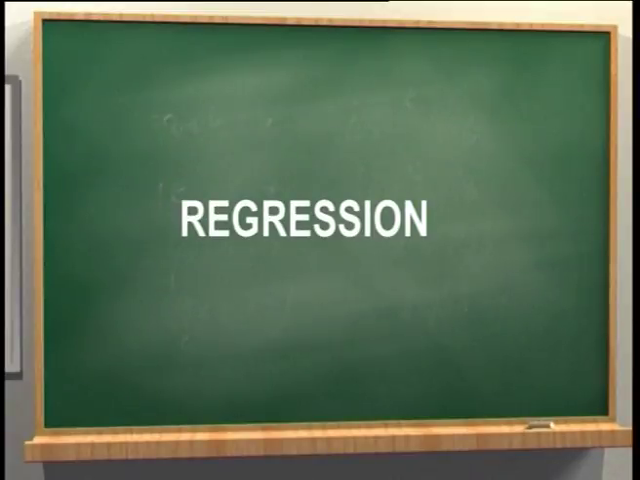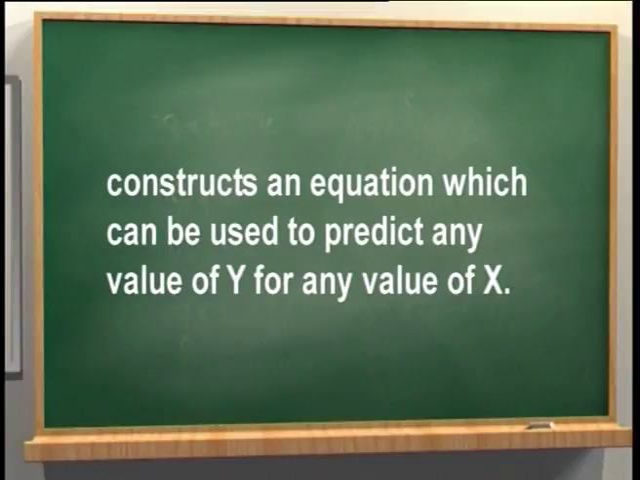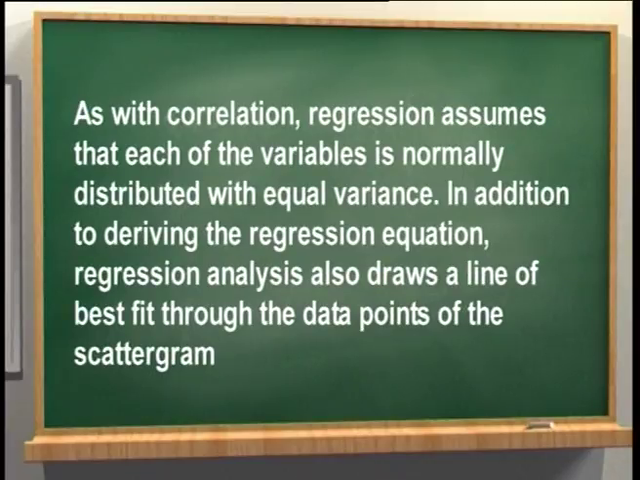We will now discuss regression. Regression analysis mathematically describes the dependence of the y variable on the x variable and constructs an equation which can be used to predict any value of y for any value of x. It is more specific and provides more information than correlation. Unlike correlation, however, regression is not scale independent, and the derived regression equation depends on the units of each variable involved. As with correlation, regression assumes that each of the variables is normally distributed with equal variance.